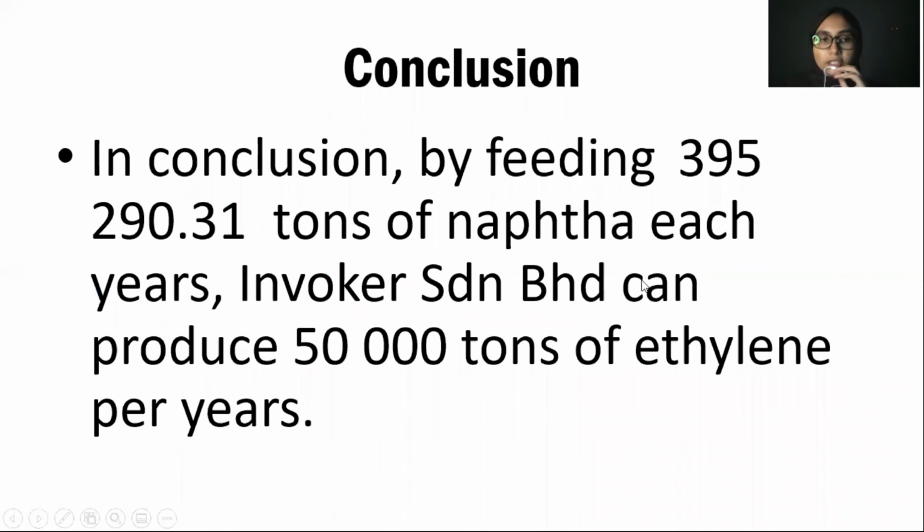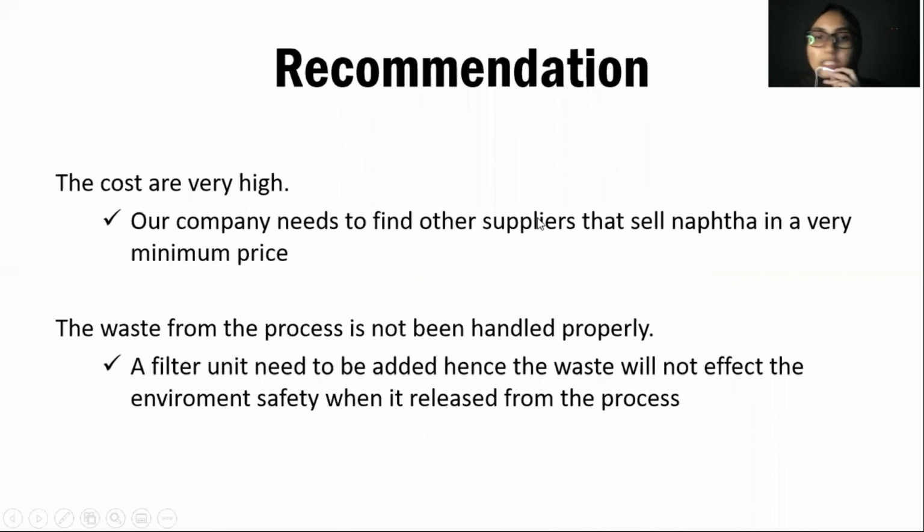So in conclusion, by feeding 395,000 tons of naphtha each year, Invokers Nirvaha can produce 60 tons of ethylene per year. So the recommendation: the costs are very high. Our company needs to find another supplier that sells naphtha at a very minimum price, and the waste from the process is not being handled properly. The recommendation is that a filter unit should be added, so that the waste will not affect the environment.